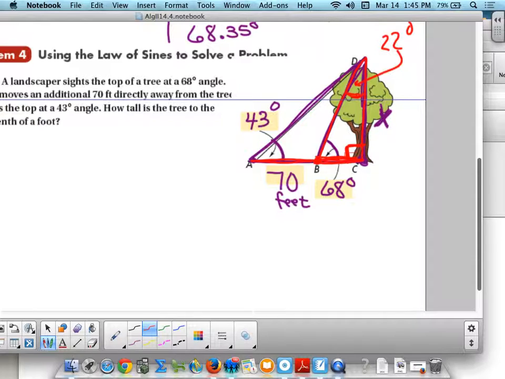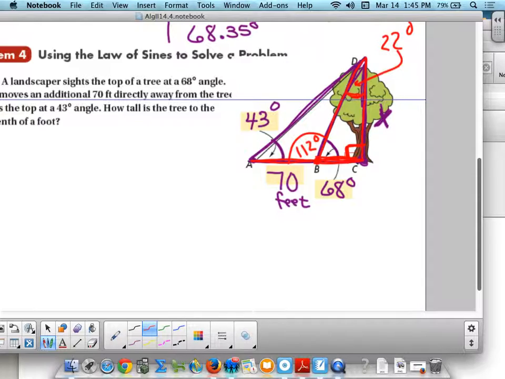You have to figure out the one right on the other side of B. Wouldn't you take 180 minus 68? Yep. So what's this? 112. Okay. Hopefully everybody's with them.